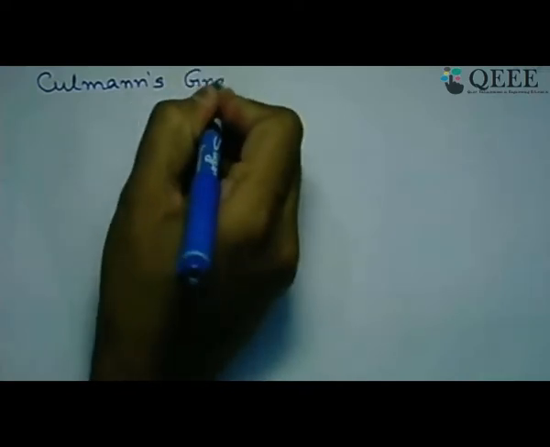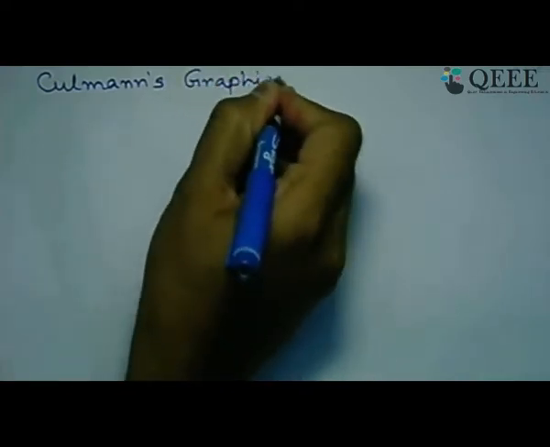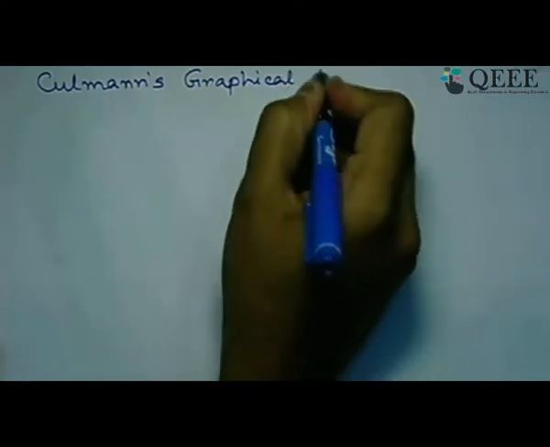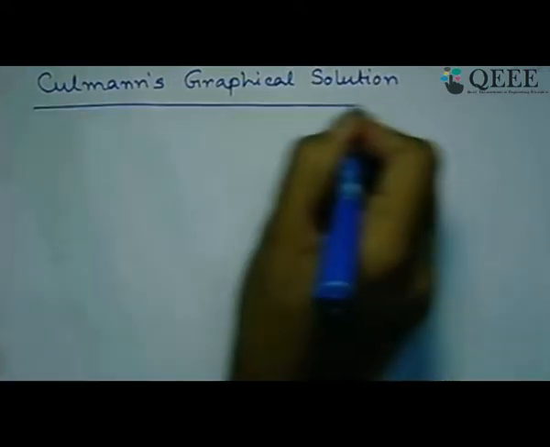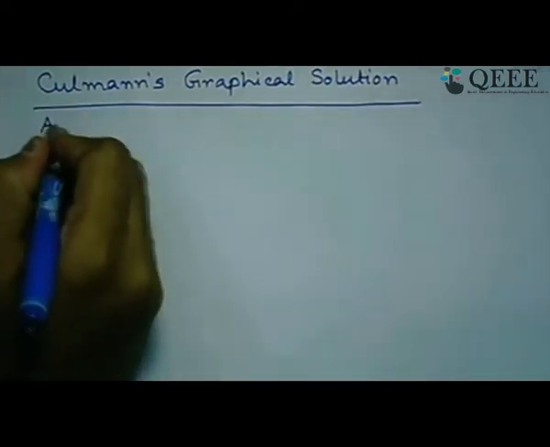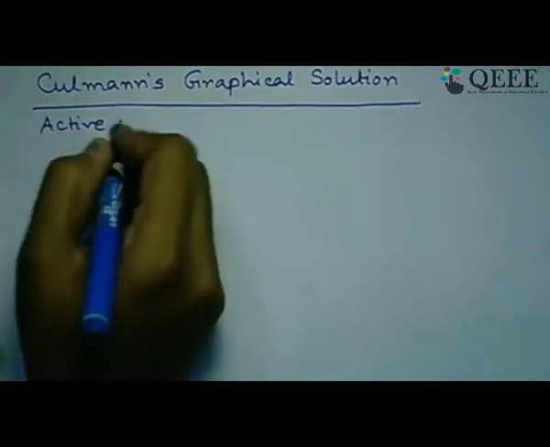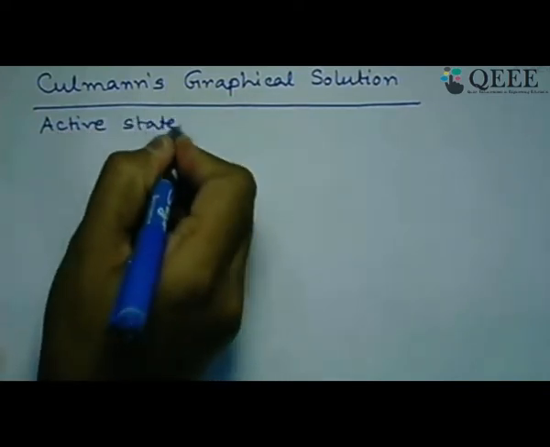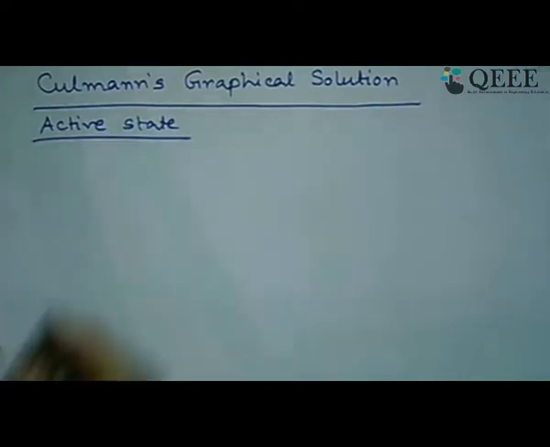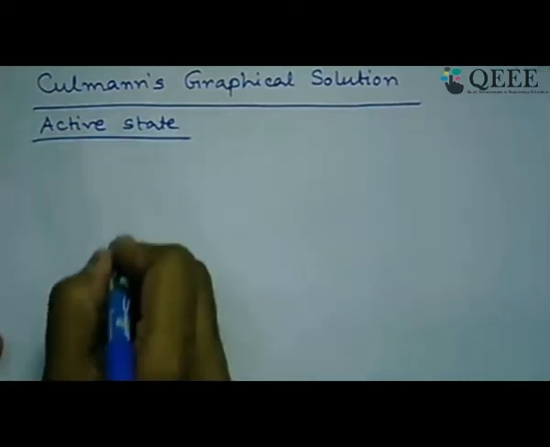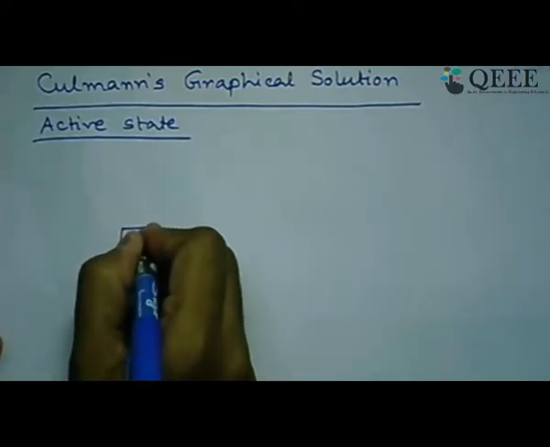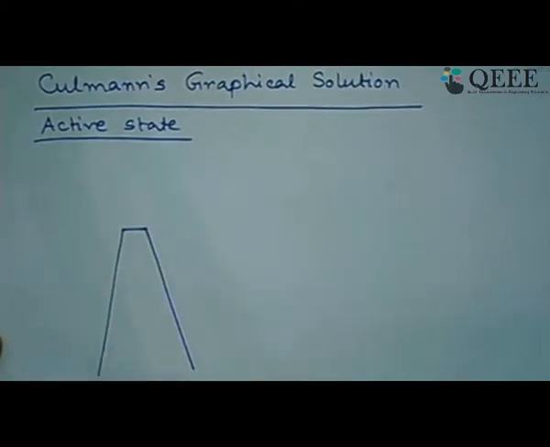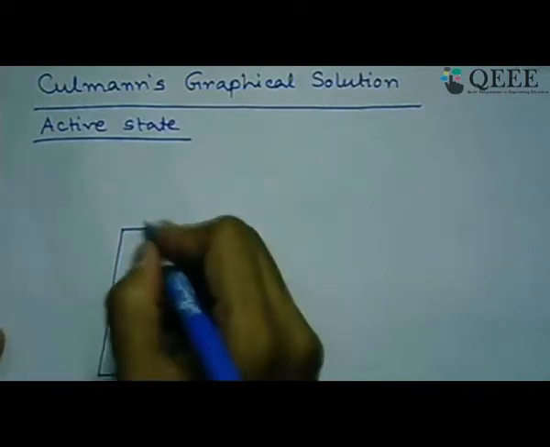Culmann's graphical solution for active earth pressure. Let us say the active state of earth pressure. How do we solve this? First, let us say the rigid retaining wall is given like this.